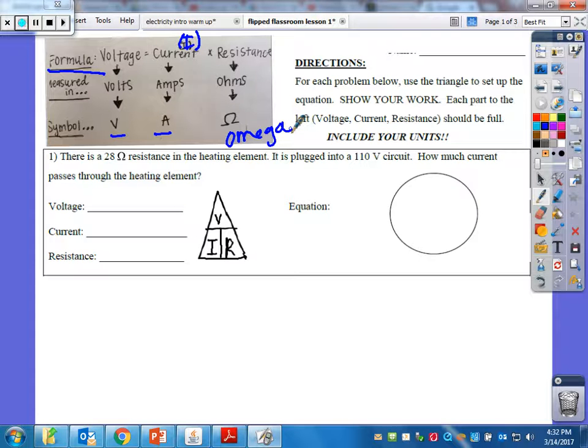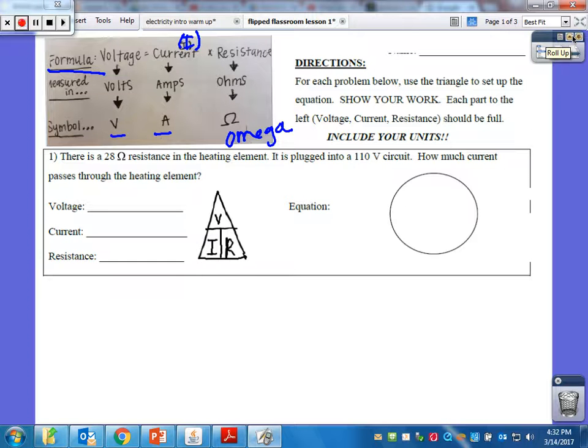Alright, so let's go ahead and start solving some equations. So let's look at the first one. It says there's a 28, remember this symbol, looks like a little horseshoe, it means resistance. As we go, what I want you to do is start boxing or circling the information that the problem gives you. So 28 ohms of resistance in the heating element is plugged into a 110 volt circuit. 110 volts. How much current passes through the heating element?